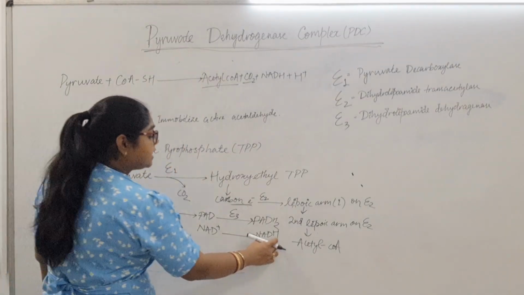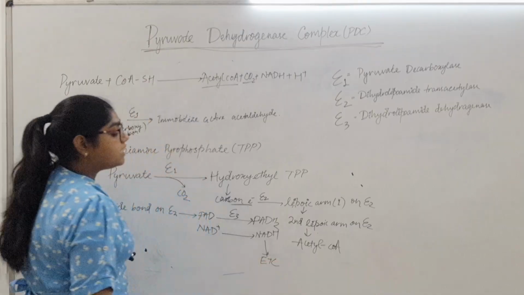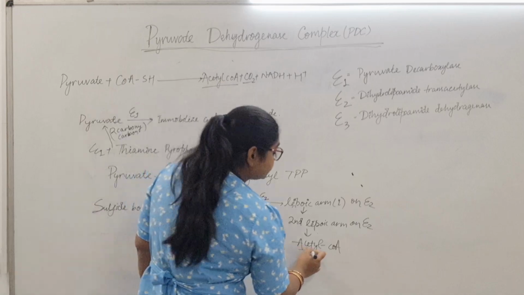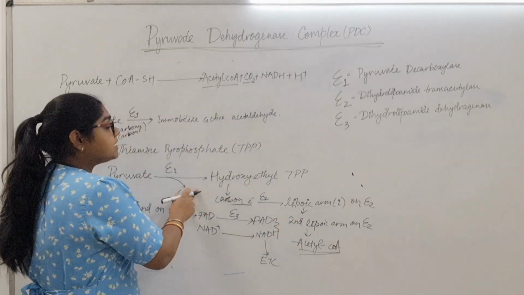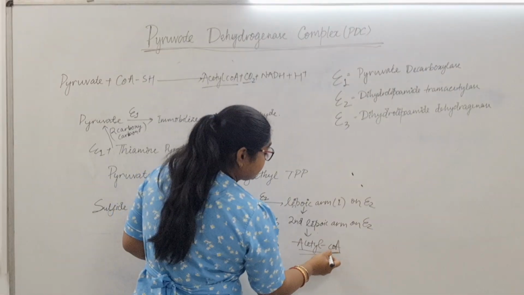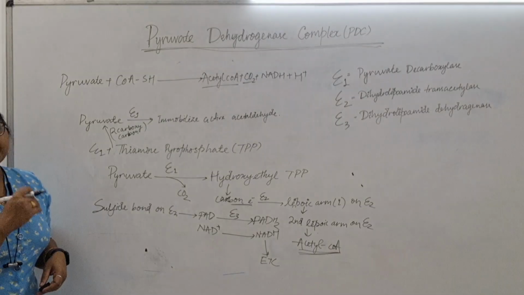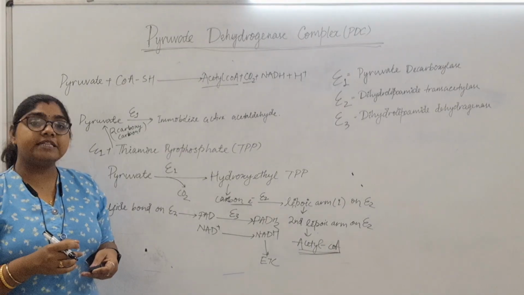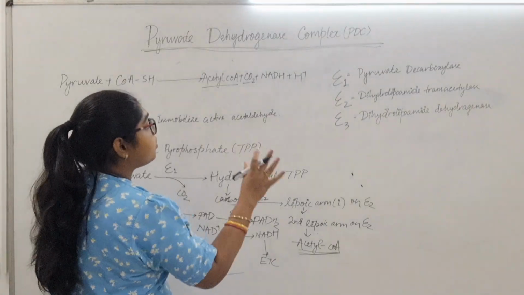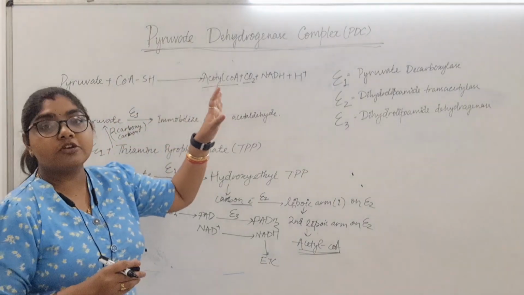Now this NADH will directly enter into the electron transport chain, and here it will produce energy or ATP. And the acetyl coenzyme A that we got from the second step with the help of dihydrolipoamide transacetylase will directly enter into the Krebs cycle, or TCA cycle, or citric acid cycle. So this is the overall reaction and the brief mechanism of the pyruvate dehydrogenase complex.